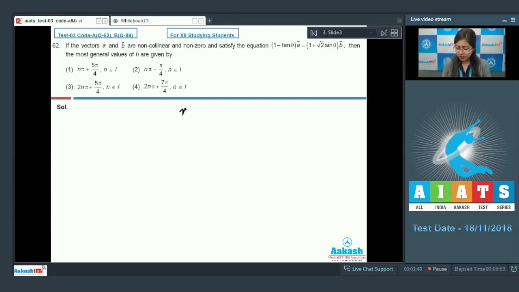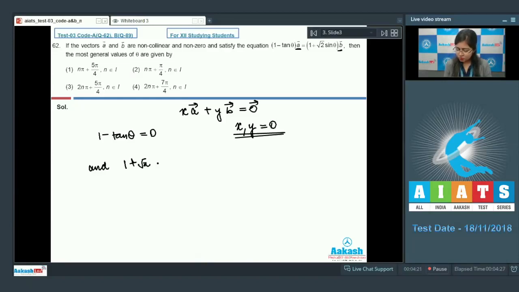Now we know that for x into A vector plus y into B vector is equal to 0 vector, if A and B are non-collinear, then both x and y will be equal to 0. Right? Now applying the same concept in this question, we can see that A and B vector are non-collinear, so their coefficients will be equal to 0. Right? That is 1 minus tan theta is equal to 0 and 1 plus root 2 sin theta will also be equal to 0.